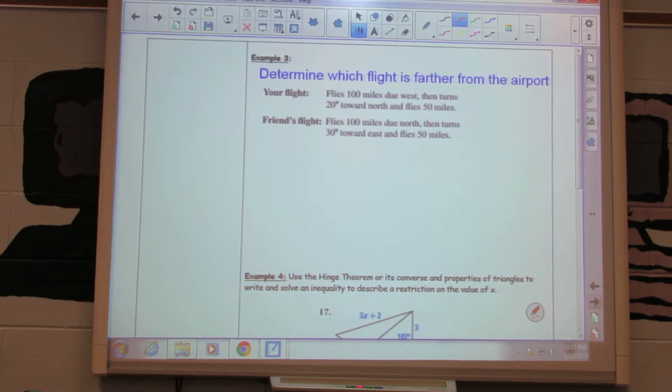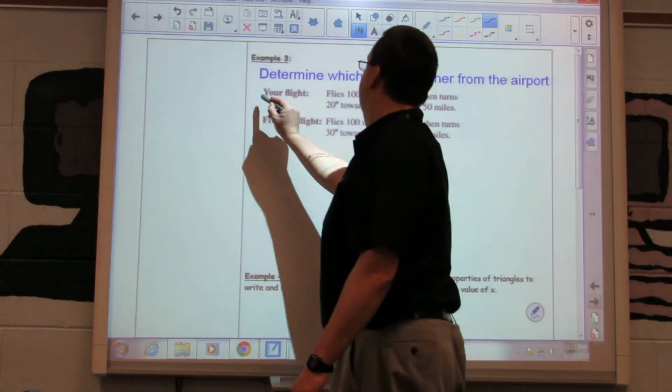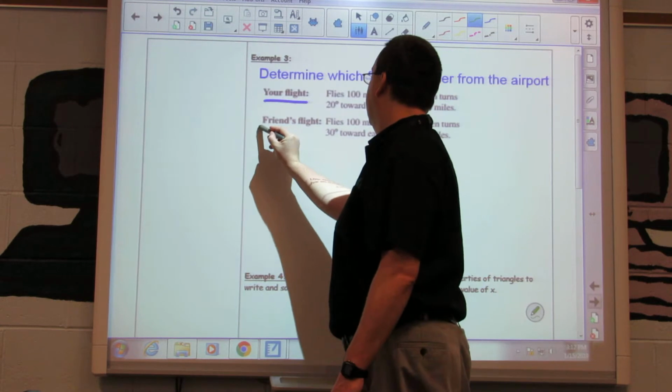Flipping it over to example 3, it says determine which flight is further from the airport. Your flight flies 100 miles due west and then turns 20 degrees to the north and flies 50 miles. Your friend's flight flies 100 miles due north and then turns 30 degrees to the east, and flies 50 miles. So your flight, we're going to do in blue. Your friend's flight, we're going to do in green.